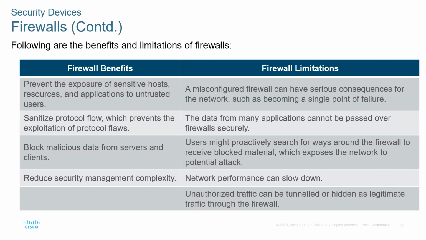Unauthorized traffic can also be tunneled or hidden as legitimate traffic through the firewall. So if your firewall is opening port 80, but you're doing nefarious things through a connection on port 80, the firewall doesn't know that, right? And that comes back to whether it's doing deep packet inspection or not.